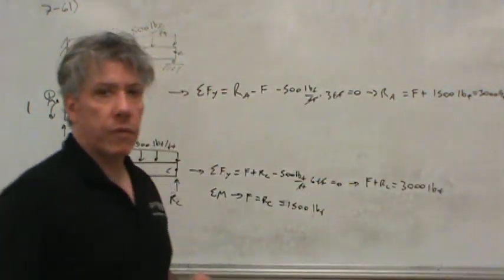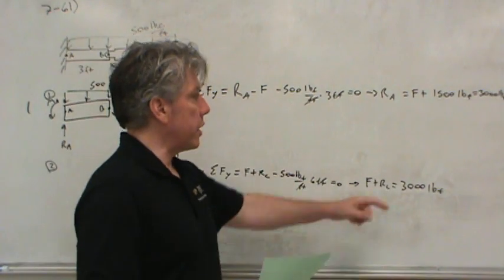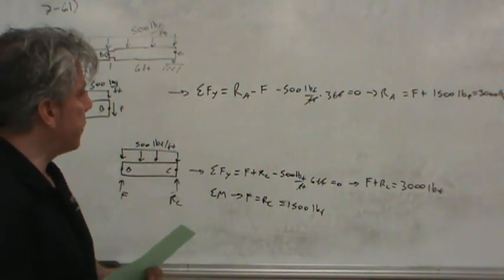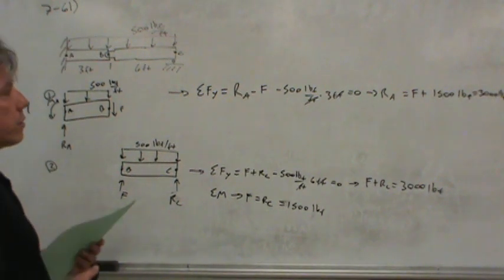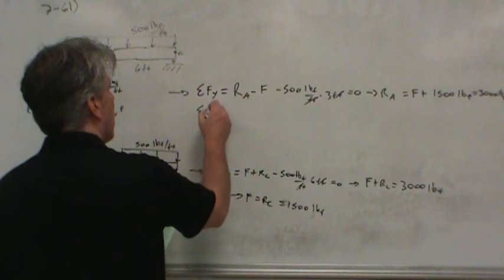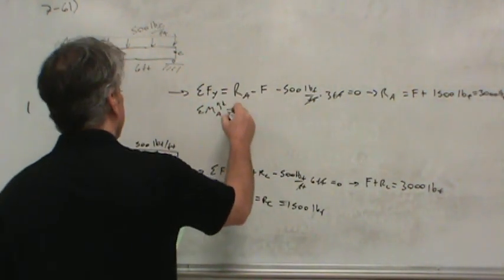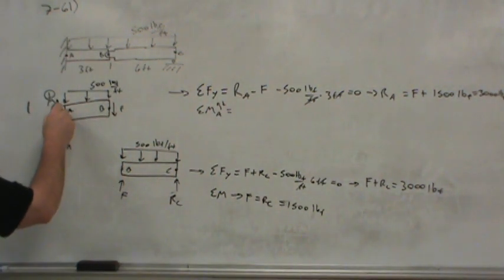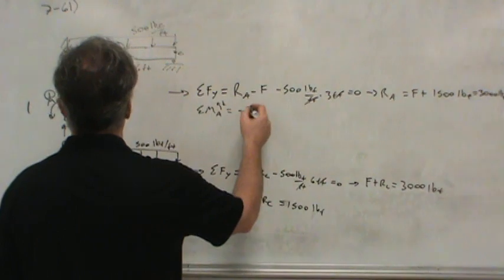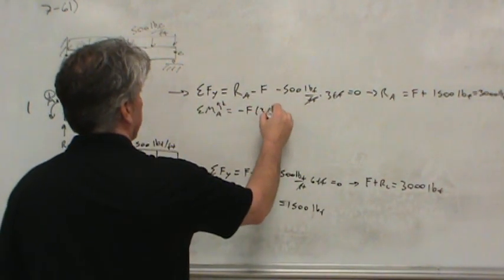Not the ideal setup for a problem because you see 3,000 here and 3,000 there, just the way that it's set up. But the reaction at A is 3,000 pounds. Then if I sum moments about point A, taking counterclockwise as positive, what all do we have? Well, we've got the moment of F, minus F times 3 feet.